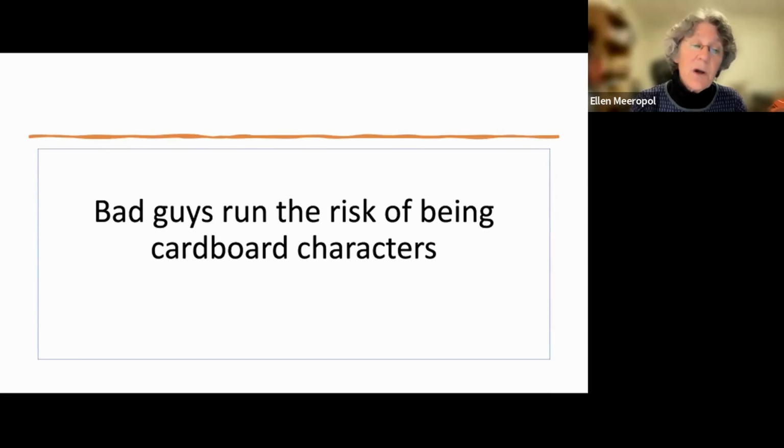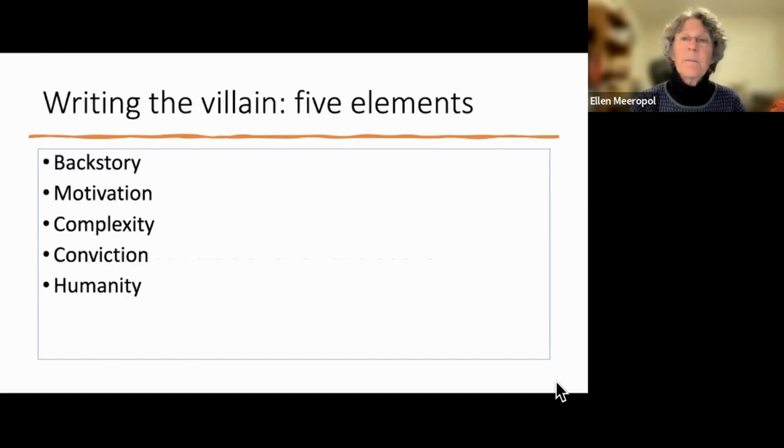We need to know, however, what makes our villains tick, what they want, what they need, and how their humanity is twisted in service to our story. So let's talk about craft, about how we develop specifically our bad guy characters.